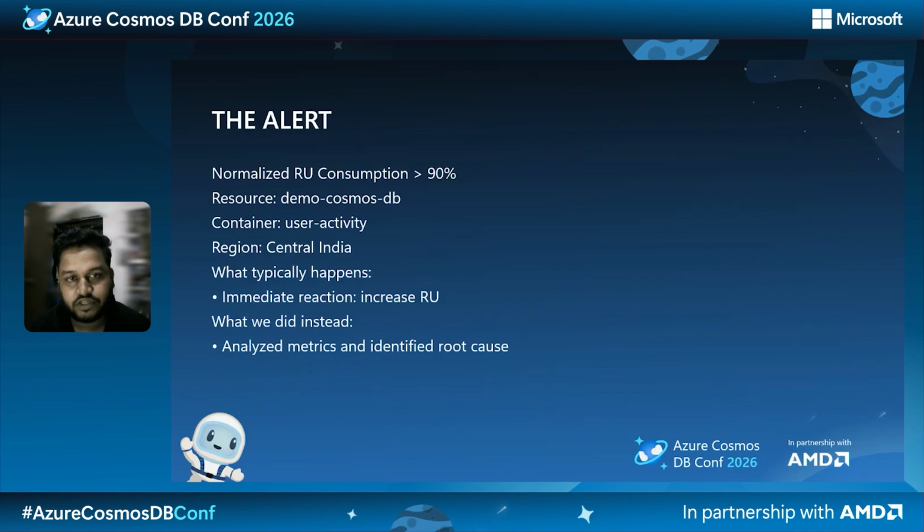So this is where the issue first surfaced. We received an alert indicating that normalized RU consumption had crossed 90%. At this point, the typical reaction is to increase throughput. But increasing RU doesn't solve the underlying problem, it only delays it. So instead of scaling immediately, we decided to analyze the metrics and understand what was actually causing the issue.